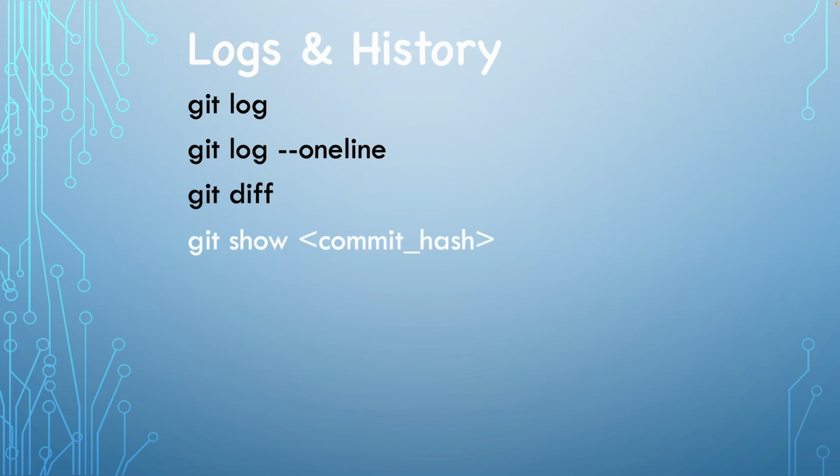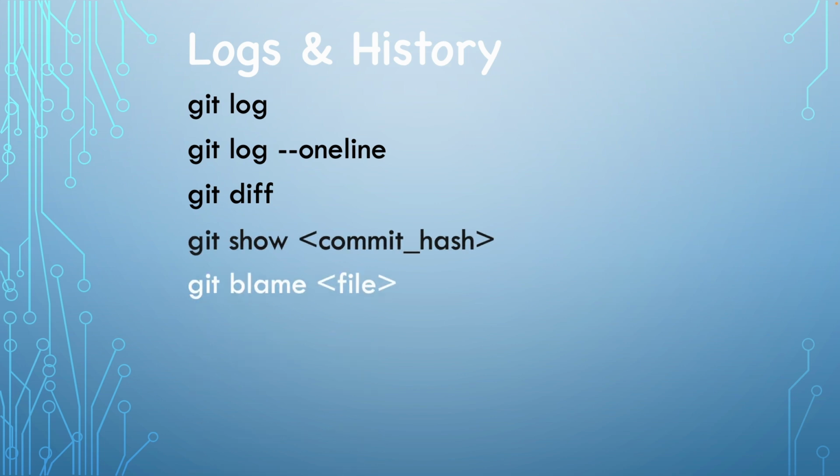To show details of a specific commit, we run git show commit hash, and git blame file to show who last modified each line in a file.